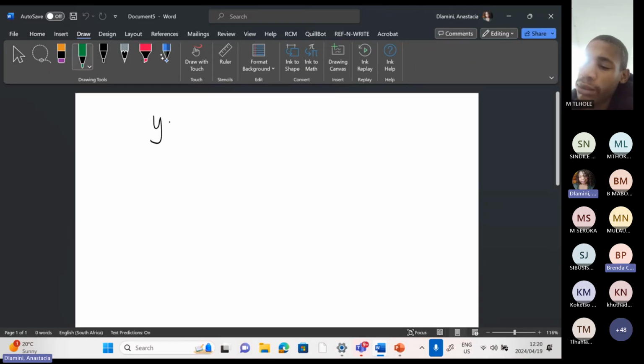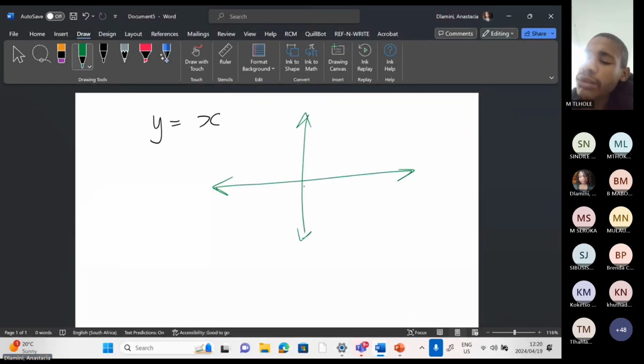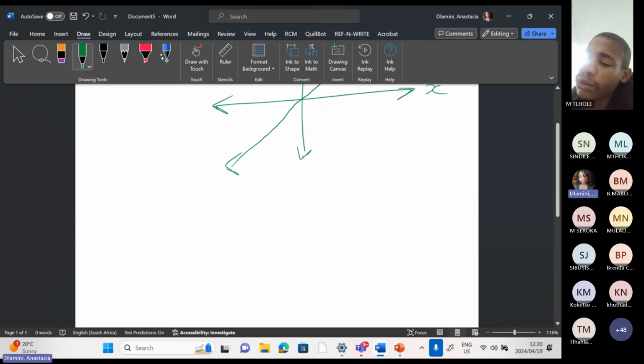So you have y equals x. When we draw y equals x, it's something like this. So this is y, this is x, and it goes through. So this is y equals x. Are we all together there? Yes, ma'am. I'm moving fast.